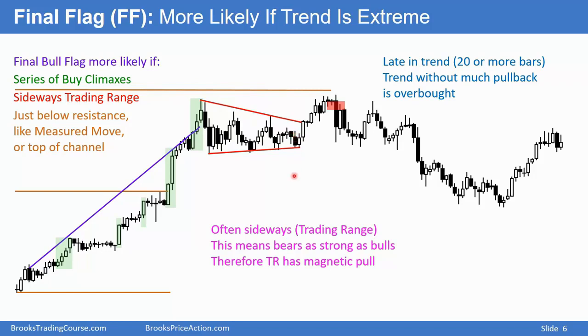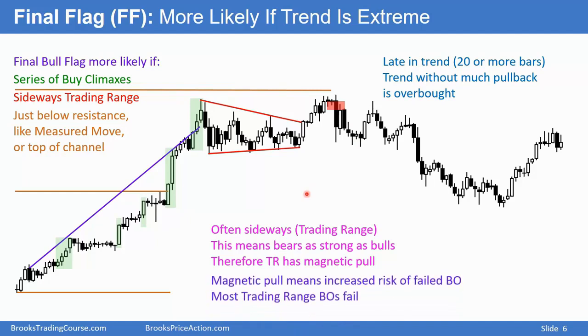If it goes below the fair price, bears will be less willing to sell, bulls more eager to buy. It'll come back to the fair price. If it goes above the fair price, bulls are less willing to buy, bears are more eager to sell, and you have to assume it's going to come back to the trading range. Trading ranges have a magnetic pull, increased probability that any breakout up or down will fail. Remember my 80% rule, 80% of breakouts of trading ranges fail.